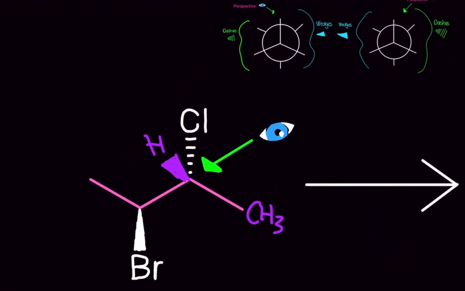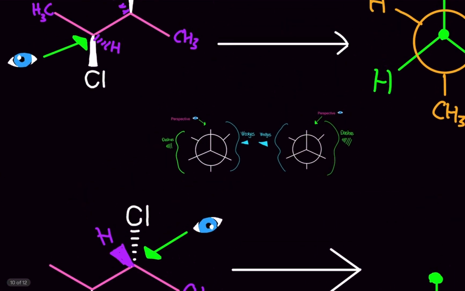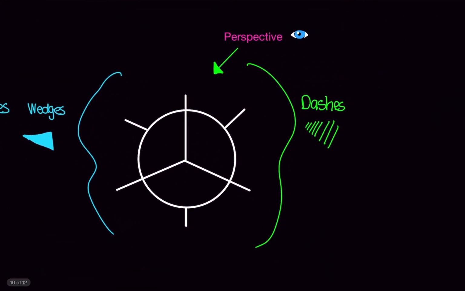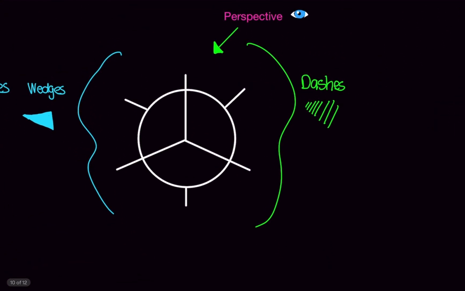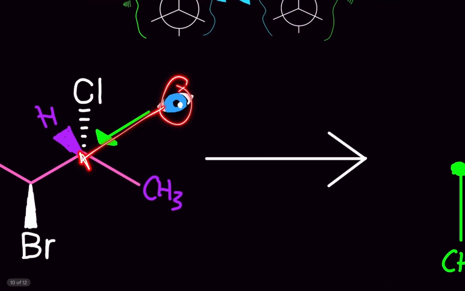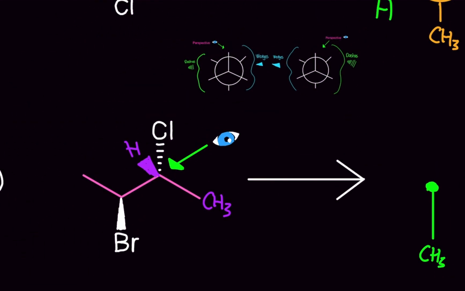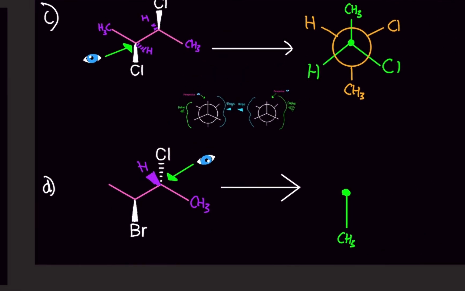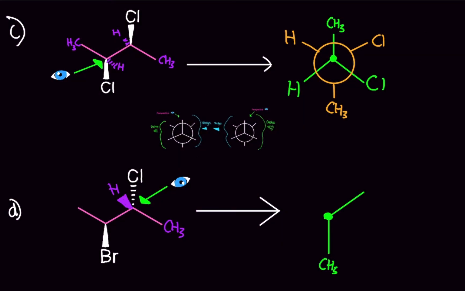And since we have dashes and wedges here, we're going to look at this perspective now, this diagram right here, from right to left. Dashes on the right, wedges will be on the left in this perspective because we are looking from right to left. The dash, the chlorine, will be on the right-hand side here. So let's try that in. The hydrogen will be on the remaining position right here.